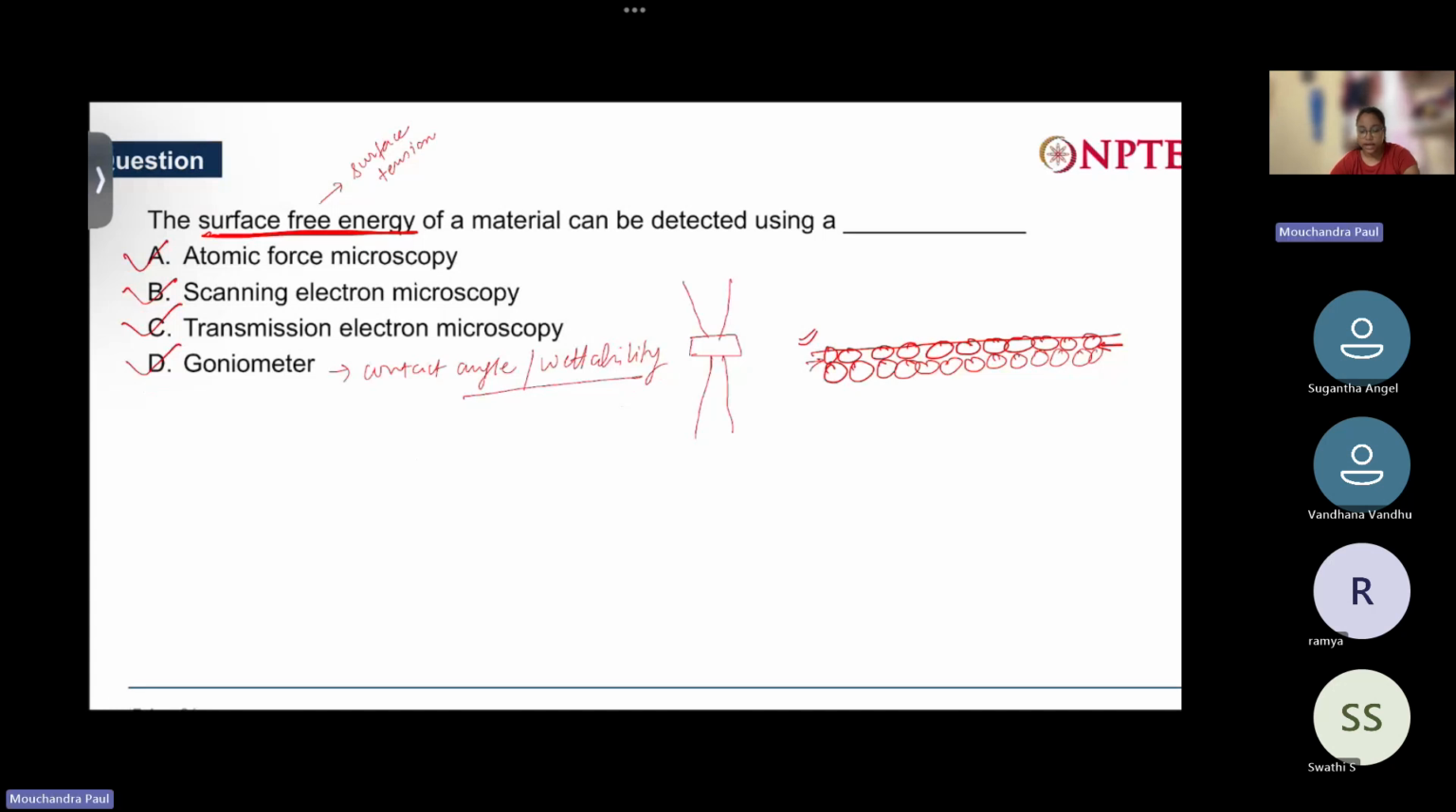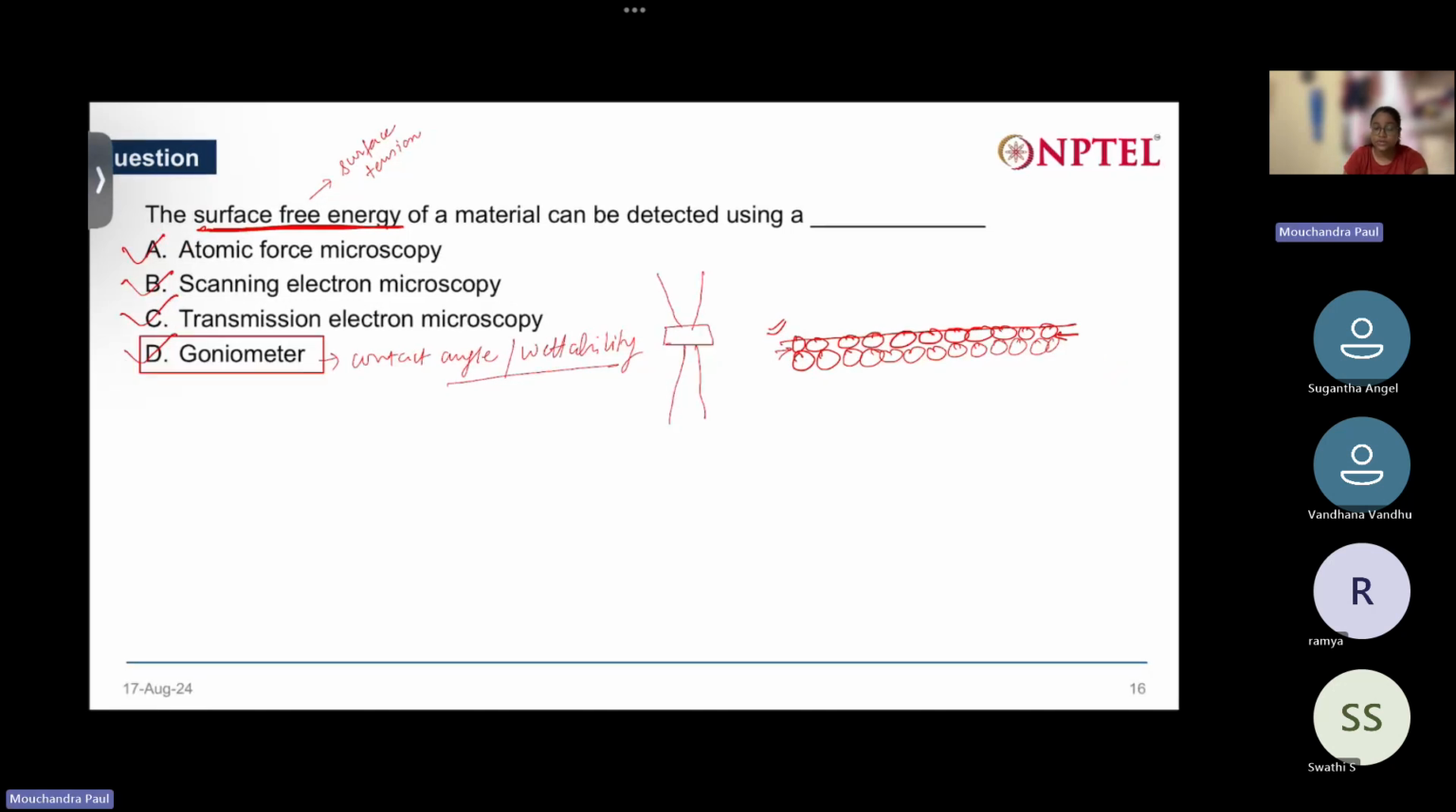So the correct answer here is, you can use a goniometer, right? The instrument which is used for measuring the contact angle, to also quantify the surface free energy or surface tension. Okay. The above three techniques are not useful for this application.